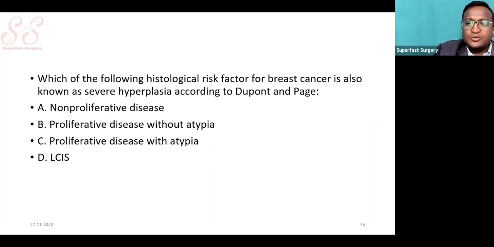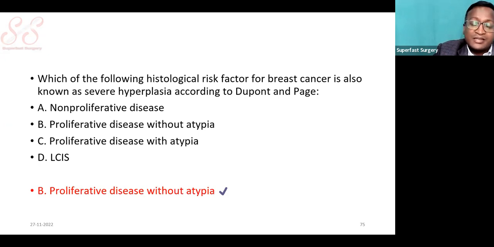Yes, I wanted to trap you, and you are trapped. So severe hyperplasia, according to DuPont and Page, is proliferative disease without atypia, and this is the point given in Bailey and in Sabiston. So you should know this. People may be easily carried away with atypia because it says severe, but severe hyperplasia is also known as proliferative disease without atypia.